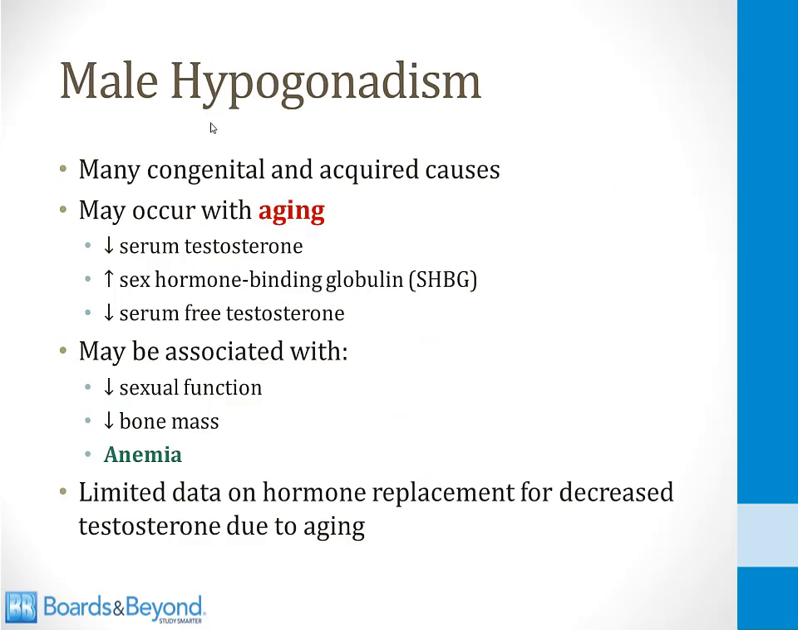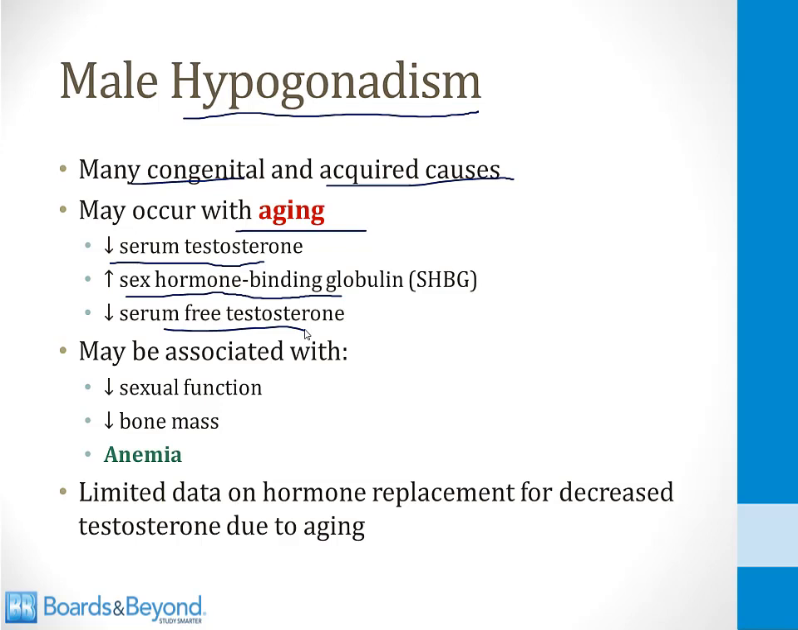Now that we understand the effects of testosterone, let's talk about what happens when men have low testosterone levels. This is called hypogonadism. There are many congenital and acquired causes of hypogonadism. One of the ones that you will most commonly encounter clinically is the fall in testosterone level that occurs with aging. As men age, there is a fall in the serum testosterone level. There's also a rise in the amount of sex hormone binding globulin in the plasma, and this lowers the amount of testosterone that is freely available to exert its effects on tissues.